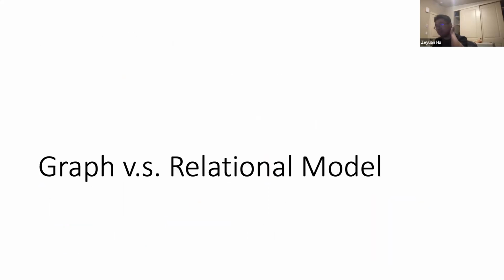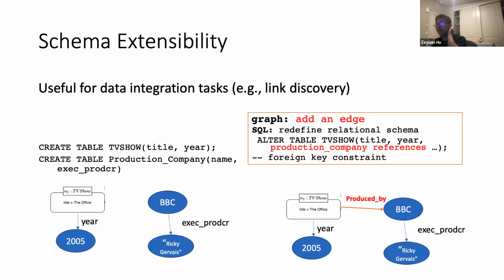So let's briefly talk about the difference between the graph and the relational model. Why do we need a graph, given that we already have, say, a relational model? One nice thing about a graph model is that it can be really easy to combine information.